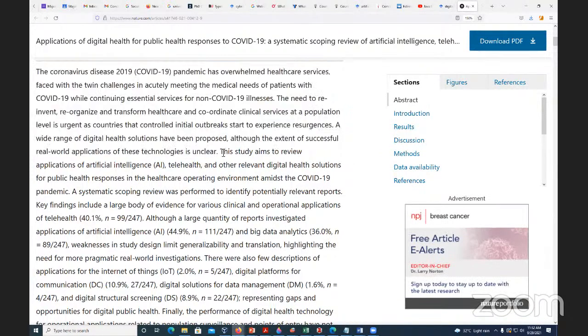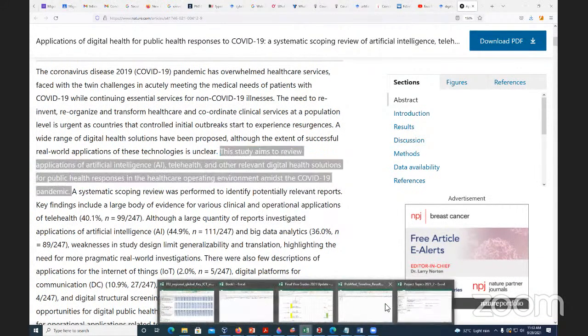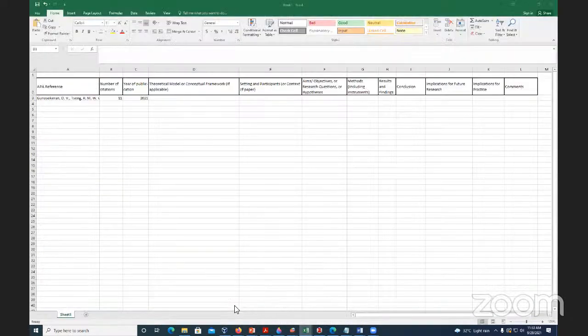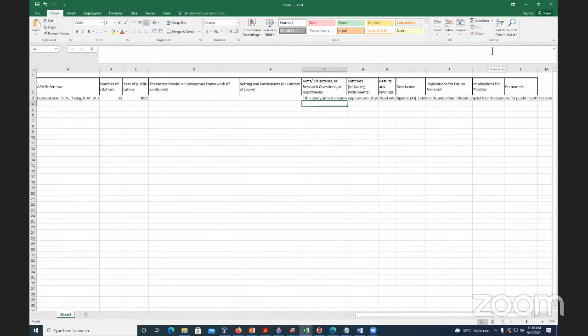Then it goes on to tell you what the aim of the study is. Since I know aim is one of the questions, right now I'm not even going to worry about paraphrasing. I'm just going to go straight to this. And aim is down here. I'm just typing in the aim. The aim of the study is to review applications of AI telehealth in the COVID-19 pandemic. That's what the aim is.